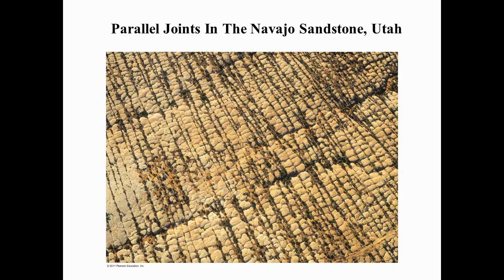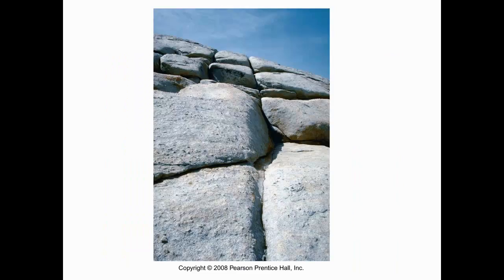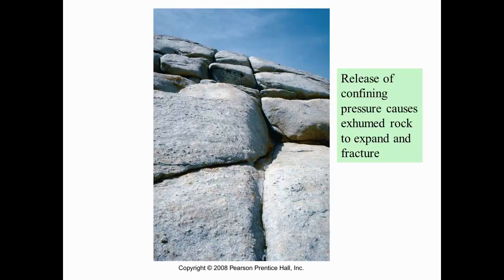And here's an aerial view of parallel joints. This is in the Navajo sandstone of Utah. And notice how the joints parallel one another. And here's an outcrop of igneous rocks, and we see typically two sets of joints formed from the release of confining pressure as a result of exhumation of this rock.